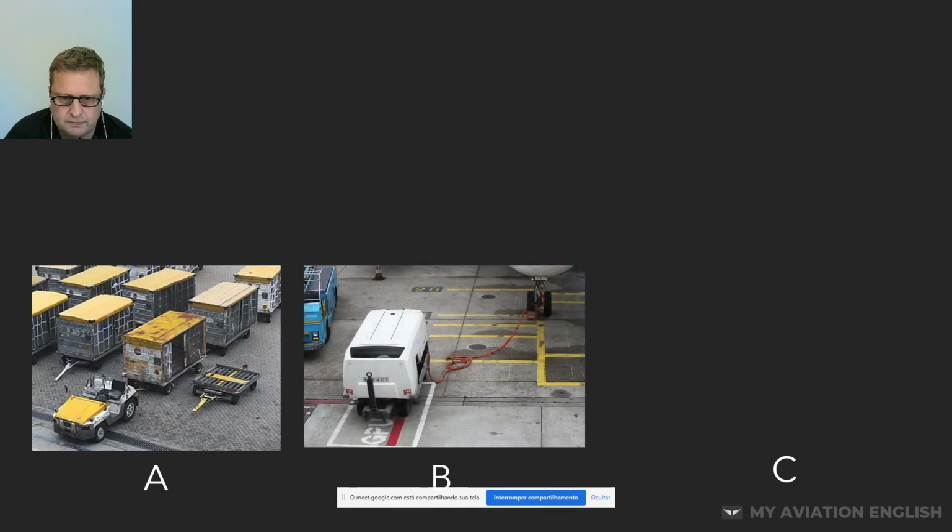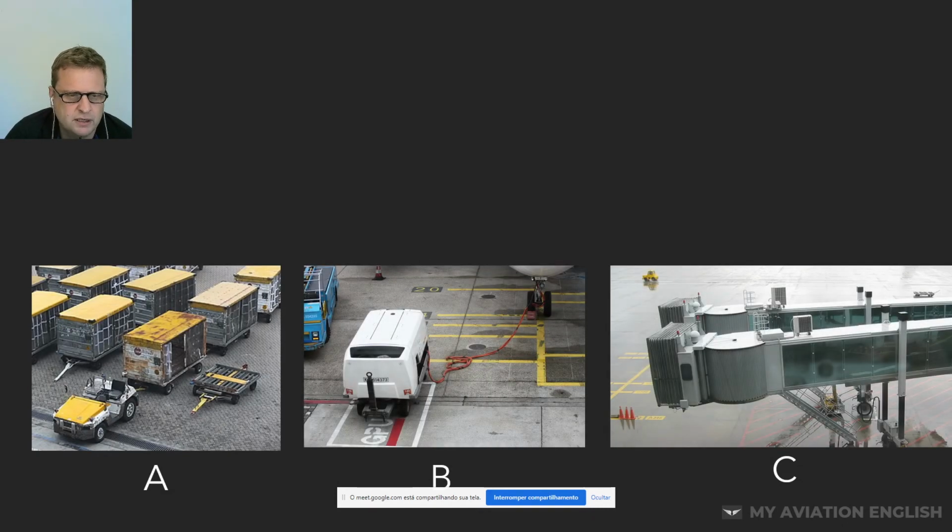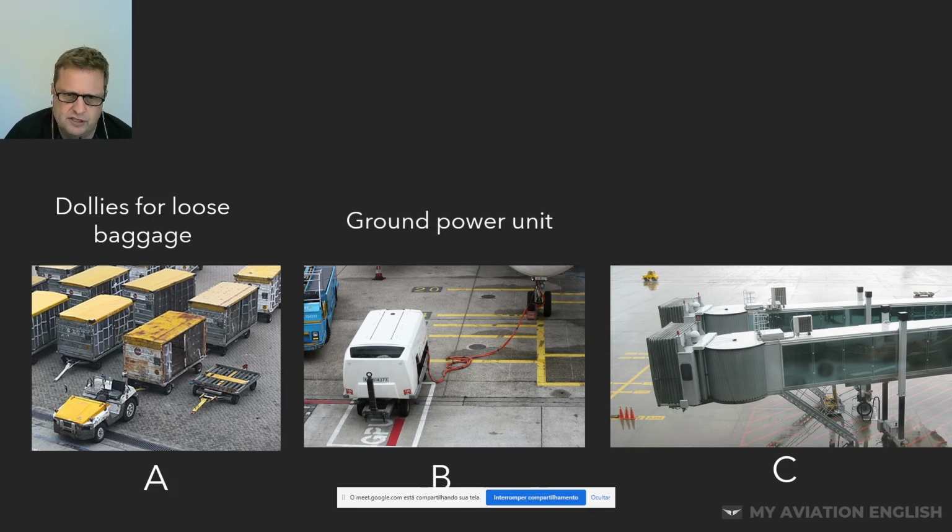Okay. What have you got here? A, B, C. Names, please. A is dolly. Dolly for cargo unit or loose baggage. Loose baggage. This one is really easy. Ground power unit and the finger or jet bridge. Jet bridge. Bridge. Ponte.